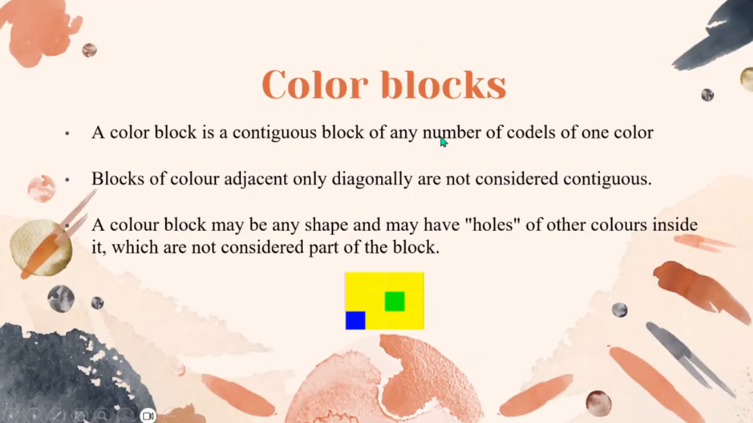Color blocks. Basically, a color block is contiguous pixels or codels of the same color. As you can see here, this yellow block is a color block, even if there is green between them or blue in the border, they are still in the same block. But if we have a yellow in the corner, like here, it will not be in this block, it will be in another block. So this is the concept of color blocks and codels.